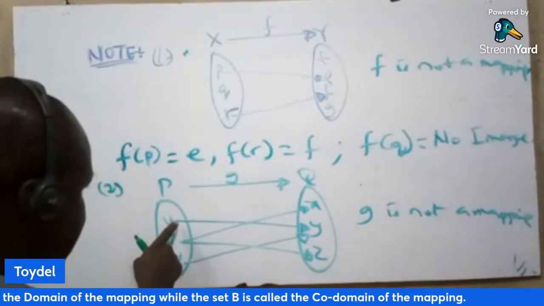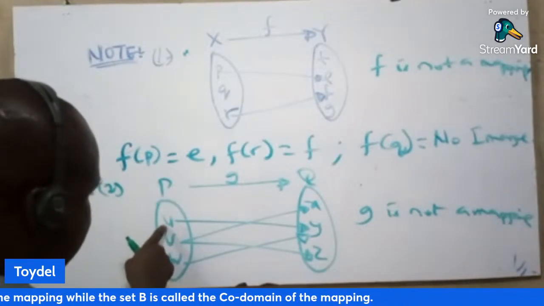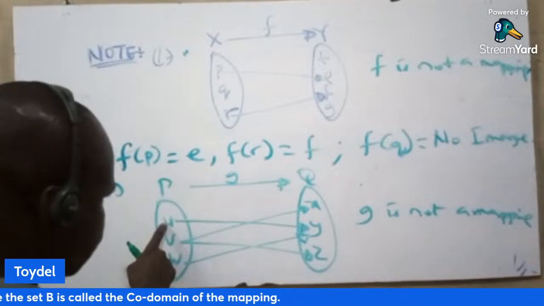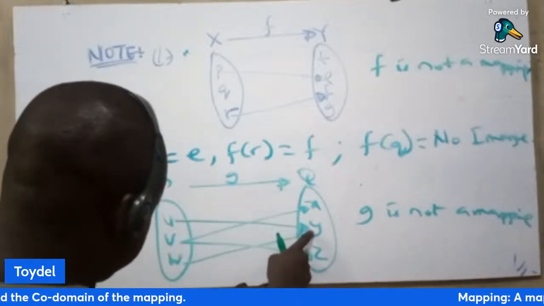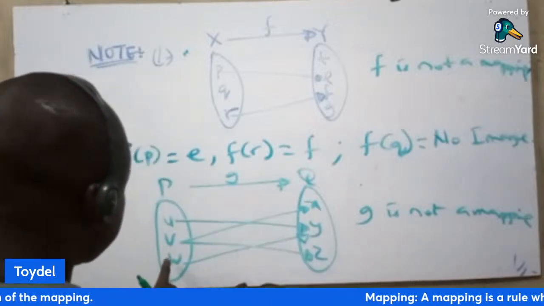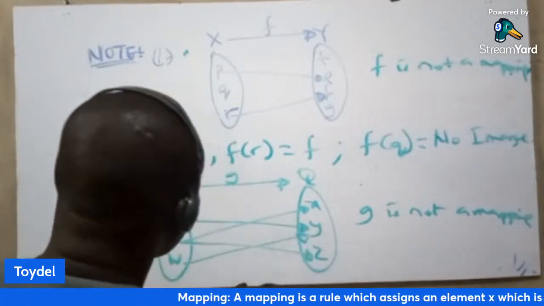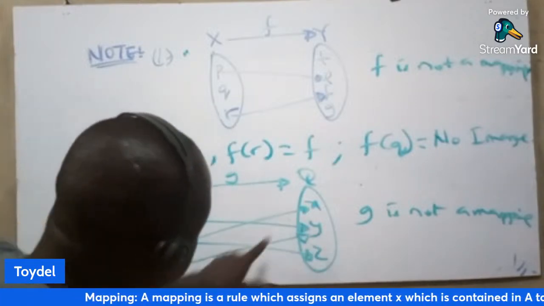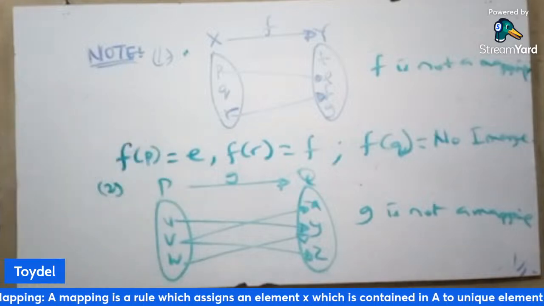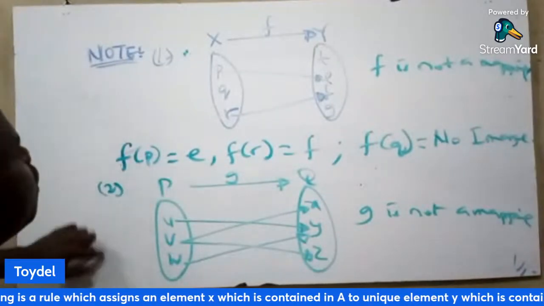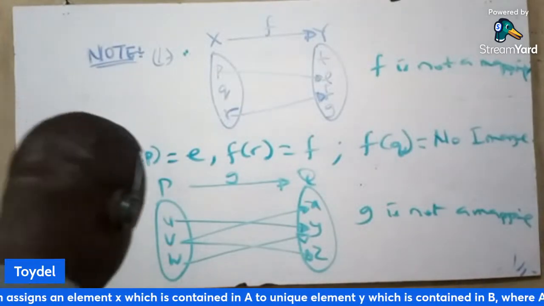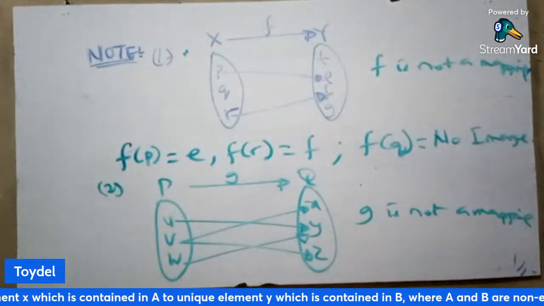Of course, we can say U. In this case, we can say G of U can be equal to Y. We can say G of V can also be equal to Y. But one element here cannot have two images. It does not make sense. So these are the two conditions under which we say the relation is not a mapping. So please let's take note.